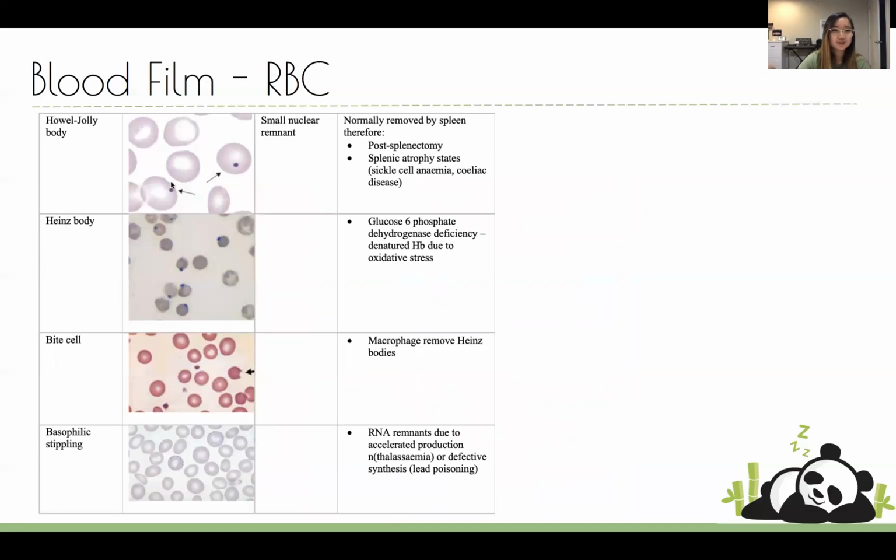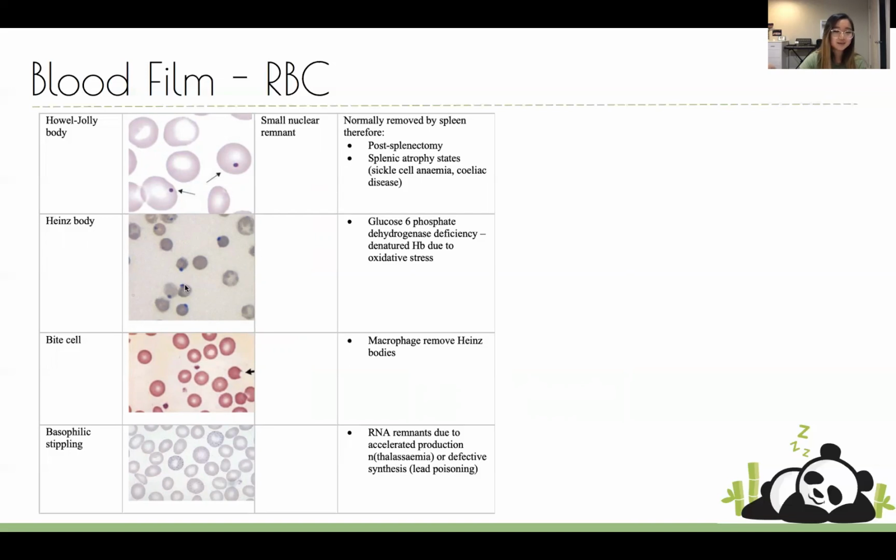These are Howell-Jolly bodies, so little things inside. The way to tell them apart from Heinz bodies is Heinz bodies tend to be close to the edge, whereas these are right inside. These are normally removed by the spleen, so you find them post-splenectomy or if there's splenic atrophy, so small or no spleen.